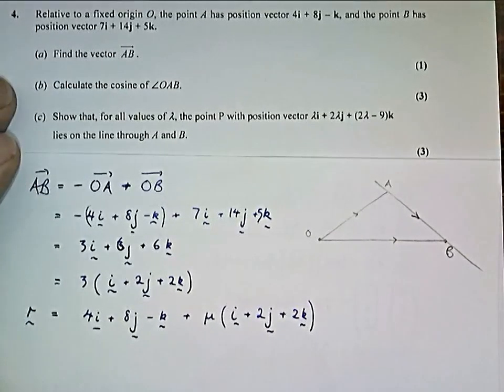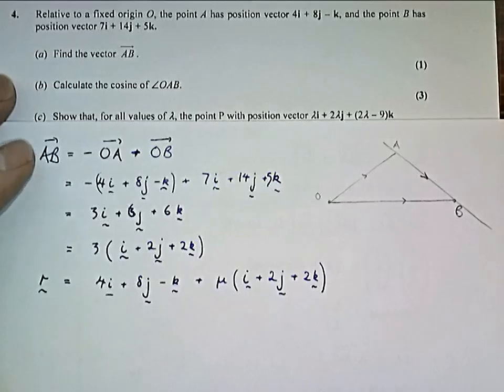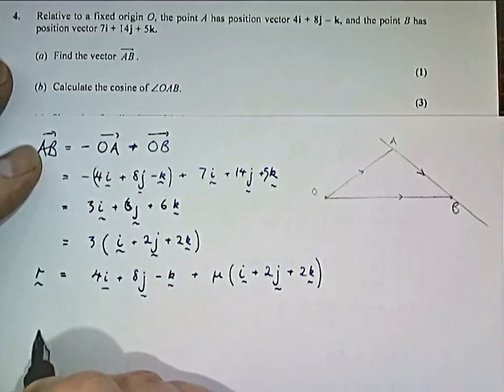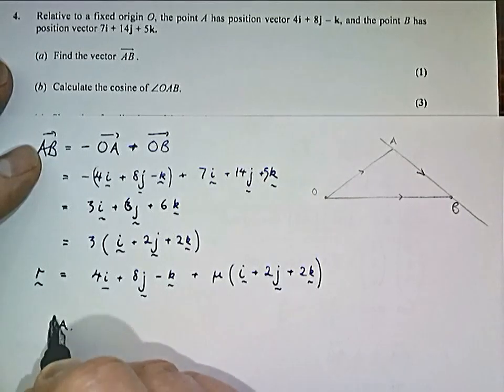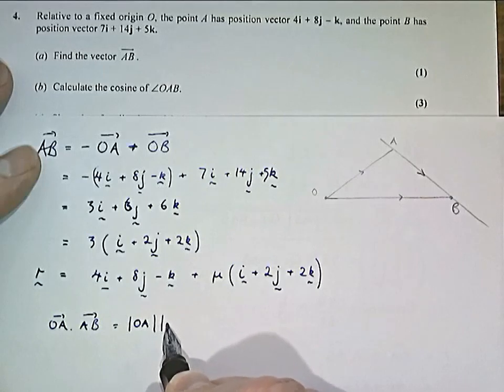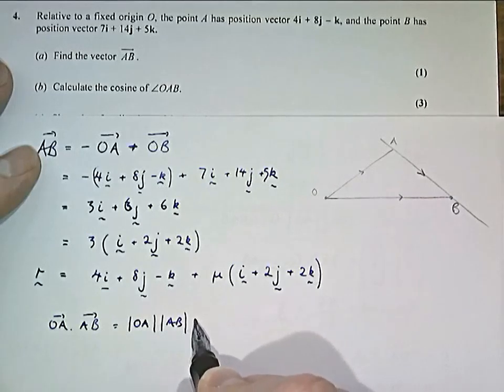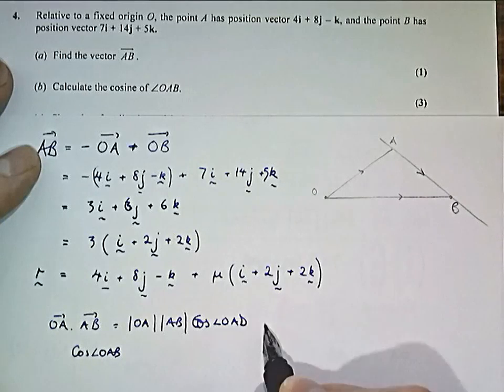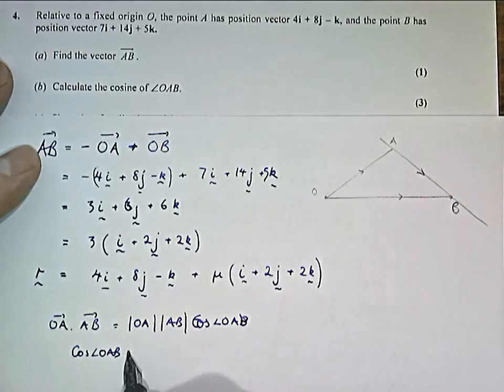Now the next question says calculate the cosine of angle OAB, and I'm going to more or less assume we know how to do this. It's going to be OA dot AB equals the mod of OA times the mod of AB times the cosine of the angle in between them, angle OAB. And if you work this out carefully and correctly, you should find that cos of angle OAB is 2/3.